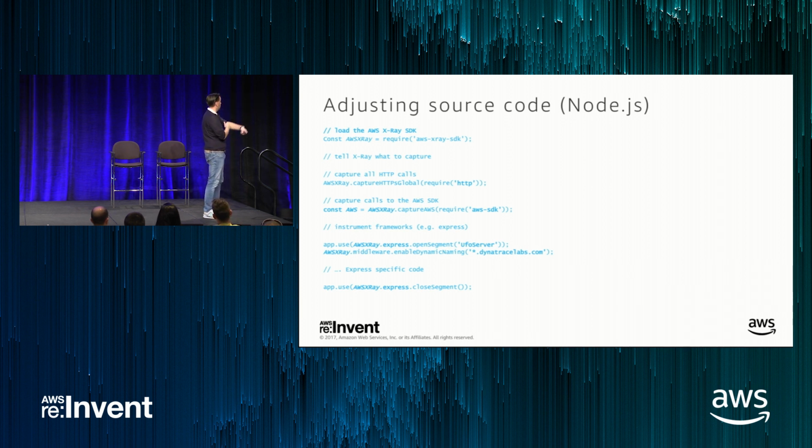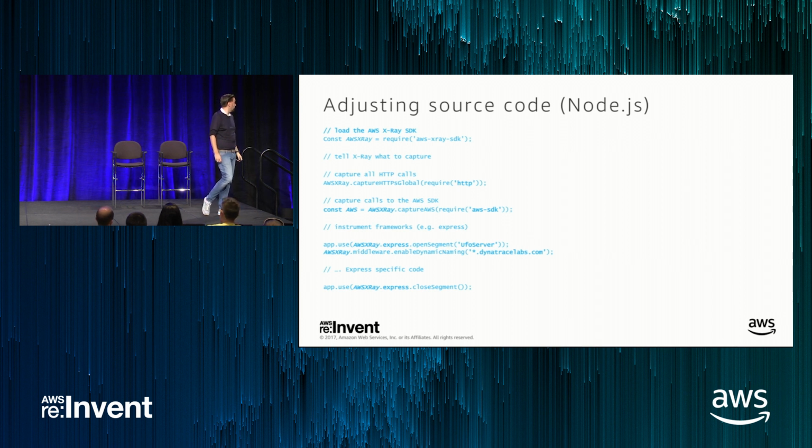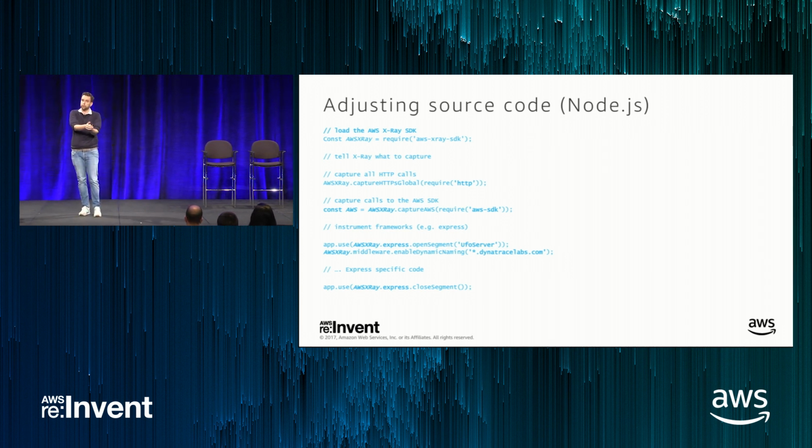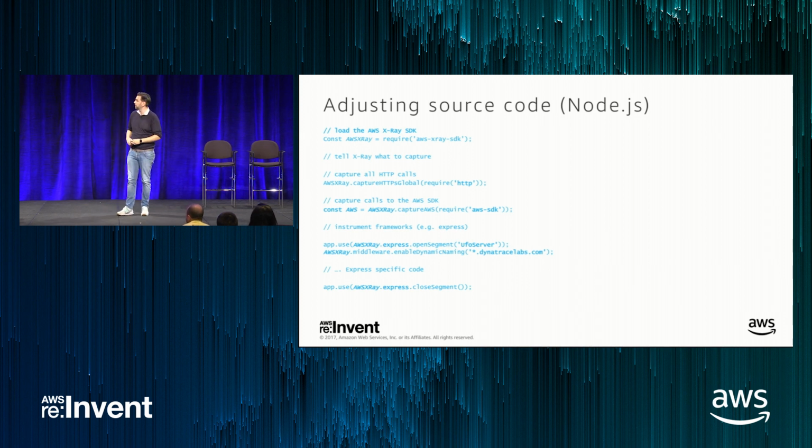In our case, it's the UFO server. Enable some dynamic naming, in our case, on the Dynatrace Labs domain. That's the UFO. And at the very end of your Express-specific code, you then have to use AWS X-Ray Express close segment. So a segment is one of these trace parts that you have seen in those traces, and that's the way how you have to touch your code. So you have to link an additional library and touch your code to get all of those details. By just enabling them, you would see the inbound calls only.